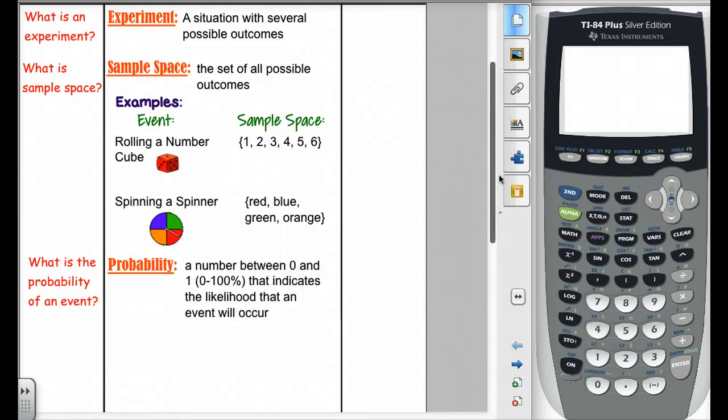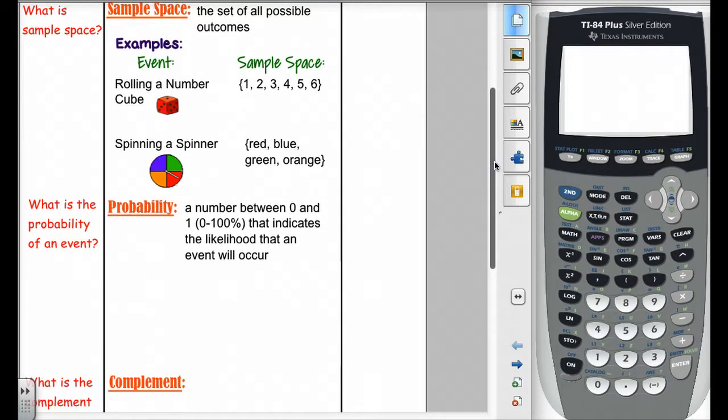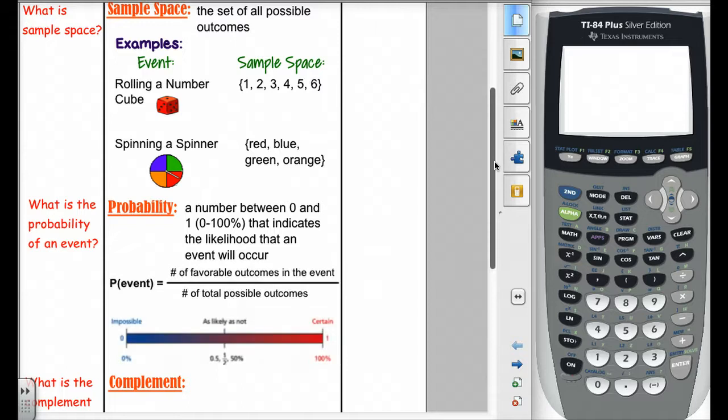Once we have our sample space, we can then come up with our probability, which is going to be that number between 0 and 1, or 0 and 100%, that indicates the likelihood that an event will occur. So, for example, we could take a look at it on a spectrum here, that goes from 0, which is impossible, all the way to 50%, which is as likely as not, or equally likely, to 100%, which means it is certain.